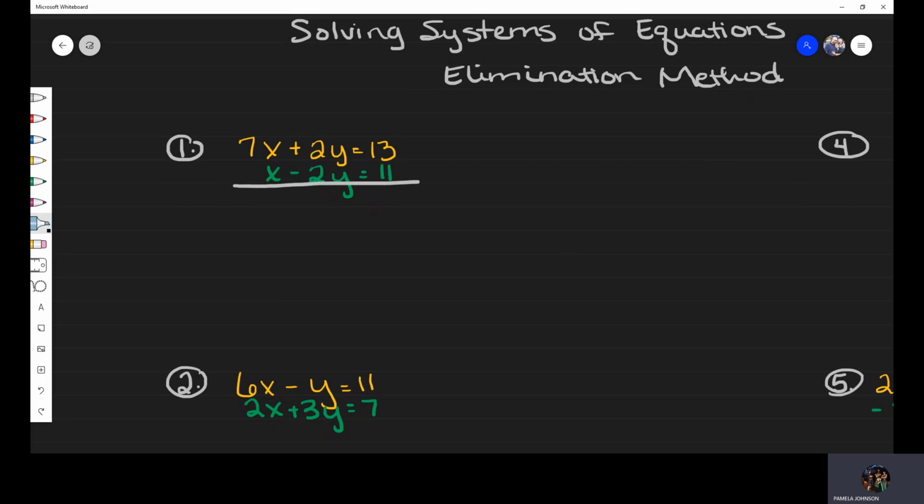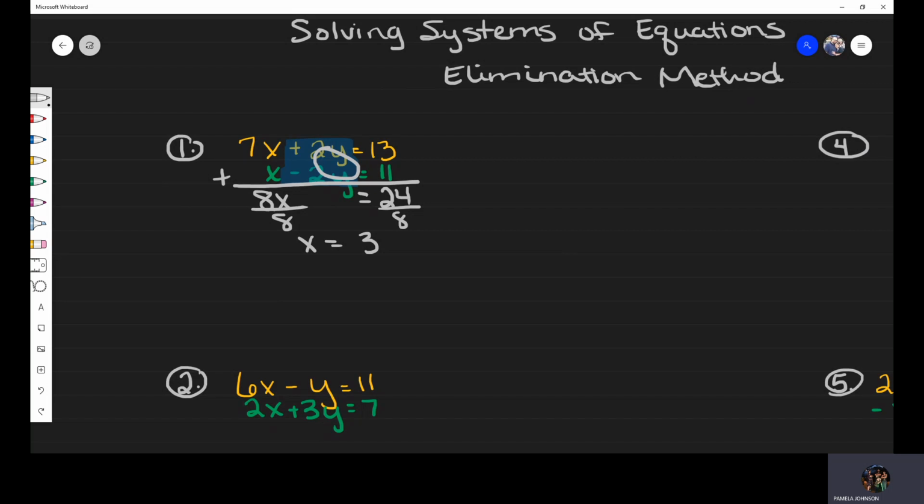If you look at our 2y and our negative 2y, they are the same coefficient. They're both a 2. One's positive and one's negative. So when I add those two y's together, they're going to zero out. Okay, so those become a 0. I'm adding 7x plus 1x, and I'm going to get 8x. And on the other side of the equal sign, I'm going to add 13 plus 11 and get 24. And then I'm going to divide both sides by 8 so that x equals 3.